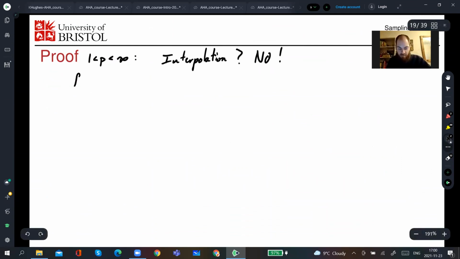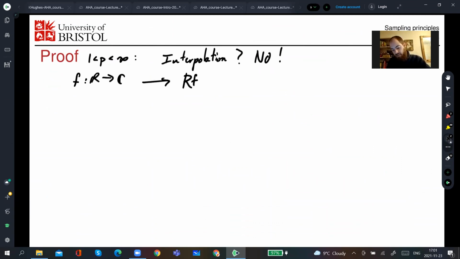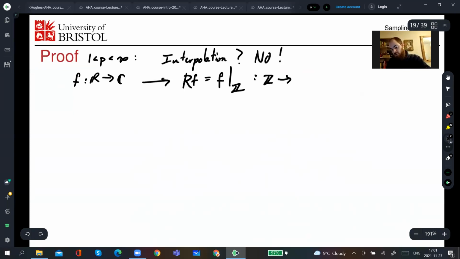Because what am I going to do? I'm going to start with some function f on R to the complex numbers, and I'm going to introduce some restriction operator, say R, that just takes f and is defined as f restricted to Z, which is clearly a function from Z to C. Well, our interpolation spaces require an LP to an LQ, and we get everything in between. But this is not a well-defined operation on all of LP. It's for this very special subspace of functions with Fourier transform supported in -1/2 to 1/2, the Paley-Wiener space, as it's called. Okay, so we don't get to apply interpolation.